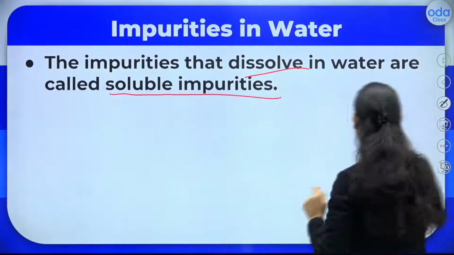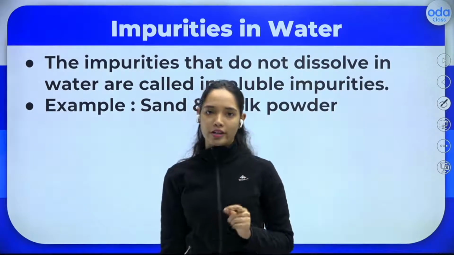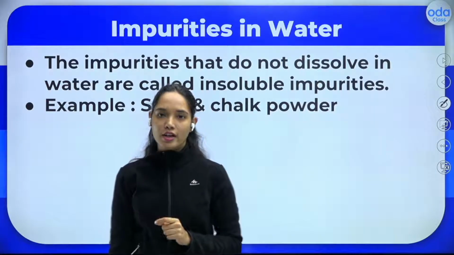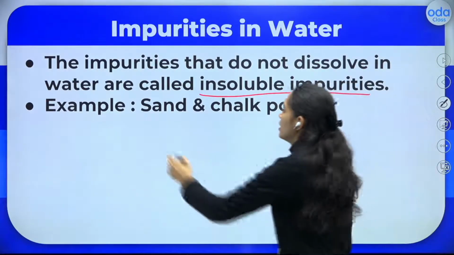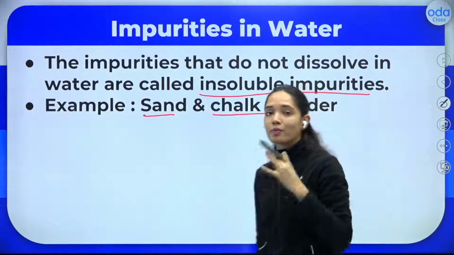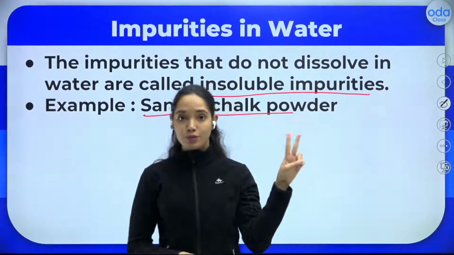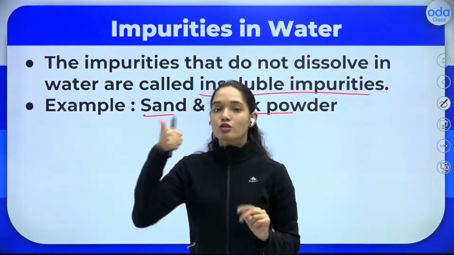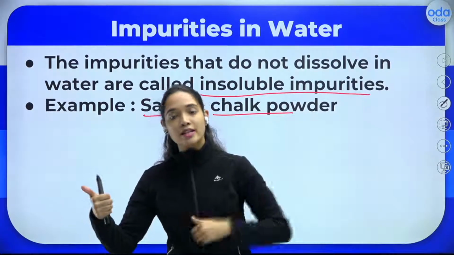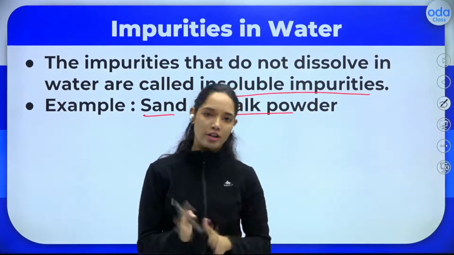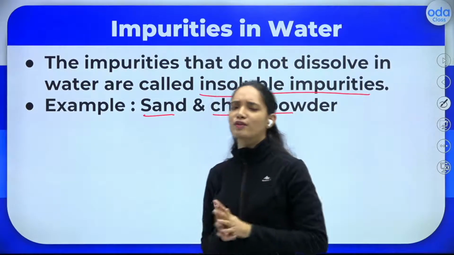Similarly, students, those impurities that do not dissolve in water are called insoluble impurities. For example, sand and chalk powder cannot be dissolved in water. So always remember, there are two main types of impurities present in water: soluble impurities and insoluble impurities. Soluble impurities are those which can dissolve, which can mix in water. Insoluble impurities are those that cannot dissolve in water.